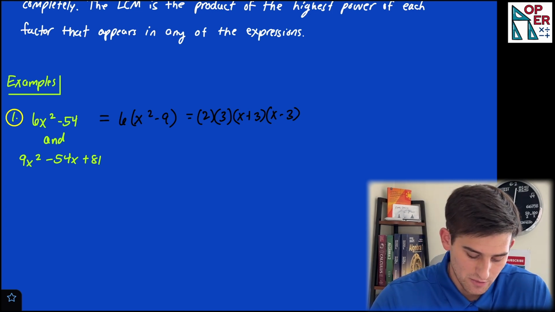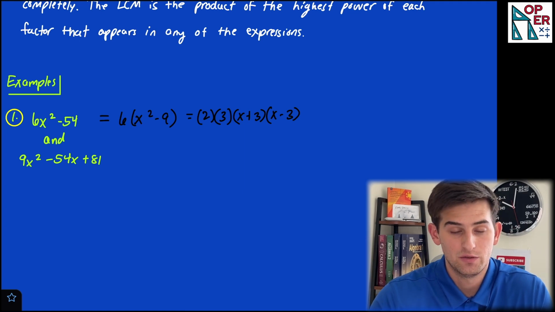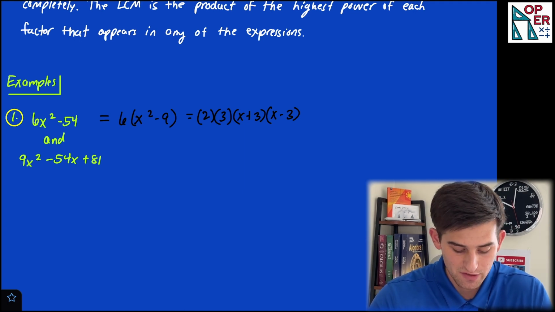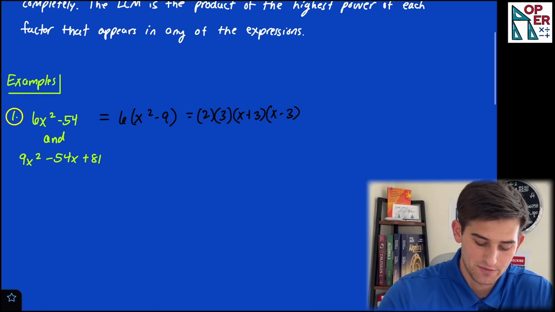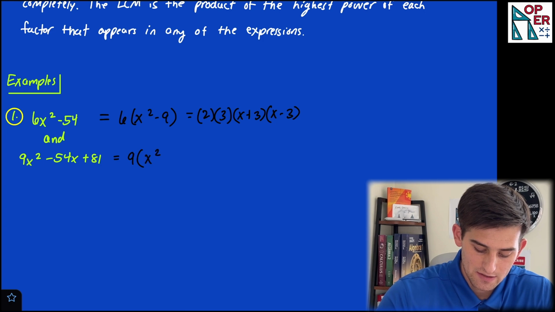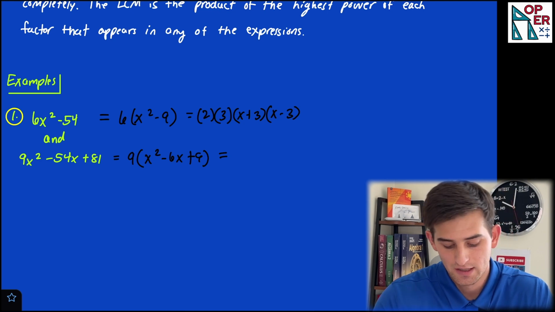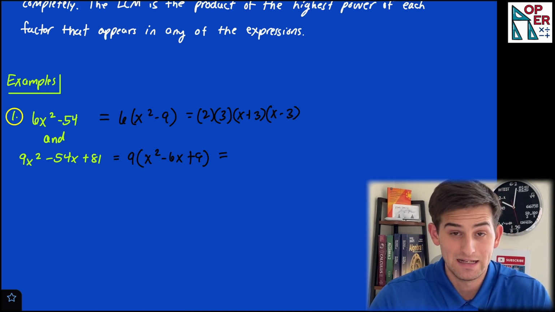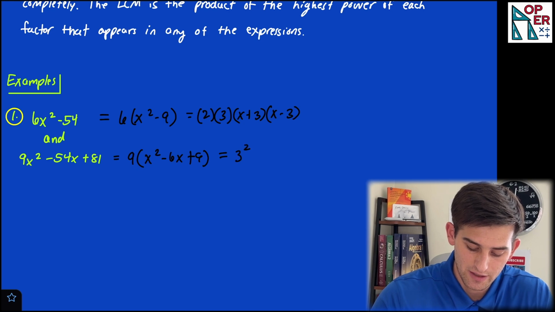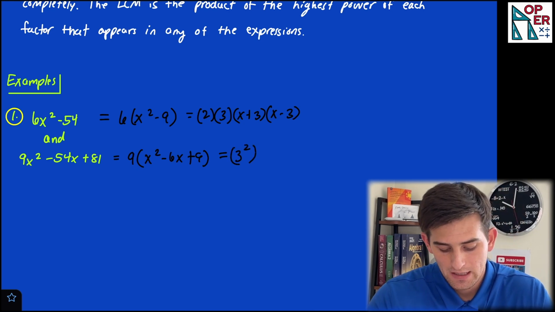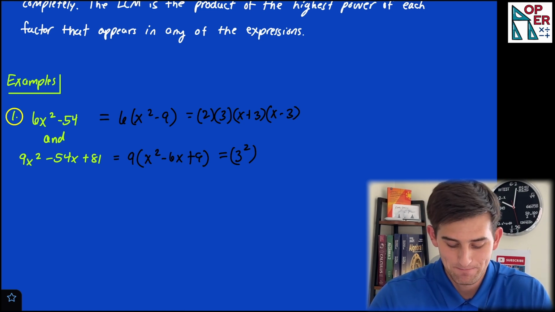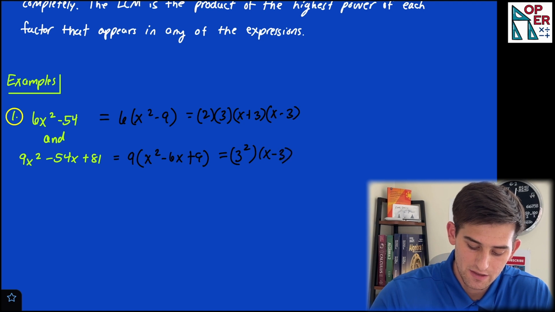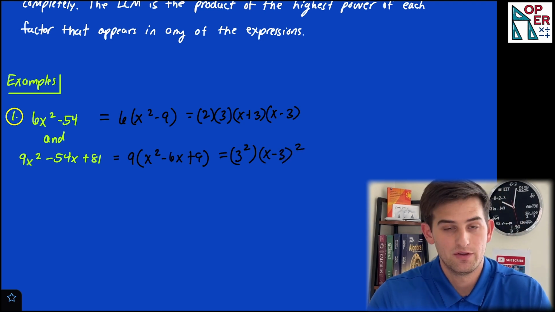Now let's factor the trinomial. Here we have a quadratic trinomial where a is not 1, but the good news about this one is that a, being 9, is a factor of b and c, so we could just factor the 9 out. We factor out the 9 and we get x squared minus 6x plus 9. 9 we could write as 3 squared. And x squared minus 6x plus 9 is a perfect square trinomial, so this would be x minus 3 quantity squared. So now we have both of our expressions factored.